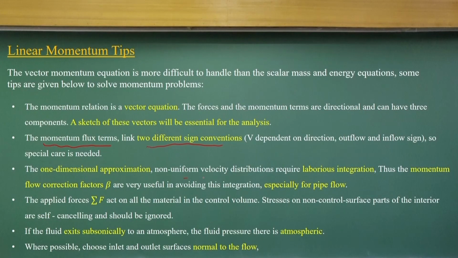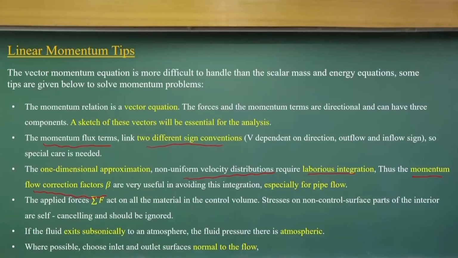That way we get either a positive or negative sign convention. And most of the times, if you look at the flow, it does not have a uniform velocity distribution, it is a non-uniform velocity distribution. Because of that we should have the momentum flow correction factor beta. But many times we simplify it and say that beta is equal to 1. We consider that the flow distribution is uniform, and we solve the problems.